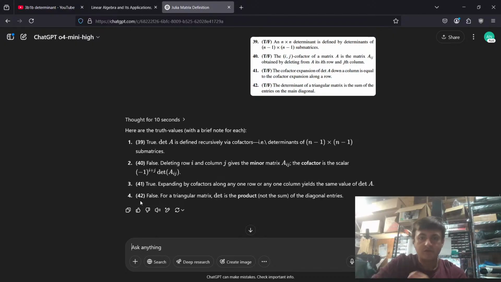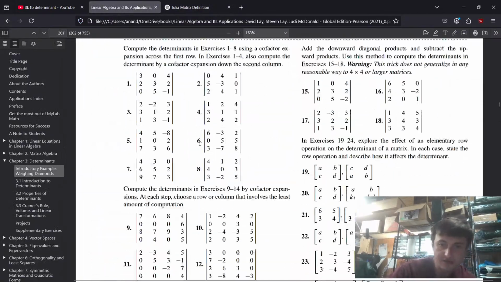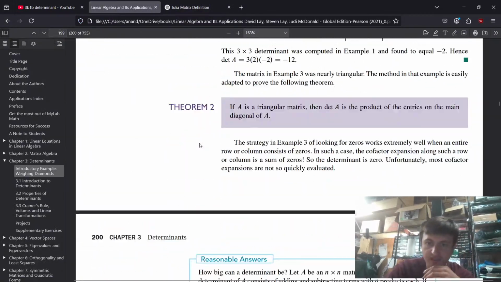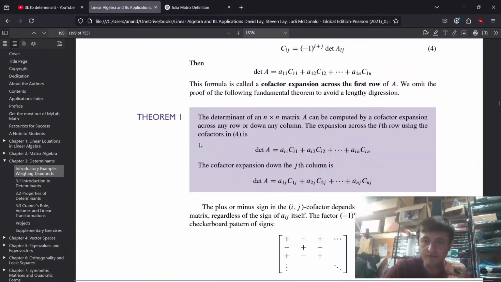True, det A is defined recursively. False. Oh, wow. Okay, yeah, so I was being a little careless. Okay, 2 is false. That's actually true. Okay, 2 is false, because in the definition, they define, let's see, where's the cofactor?